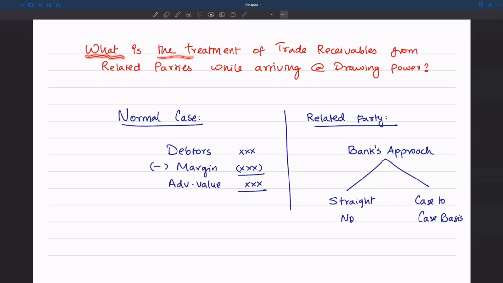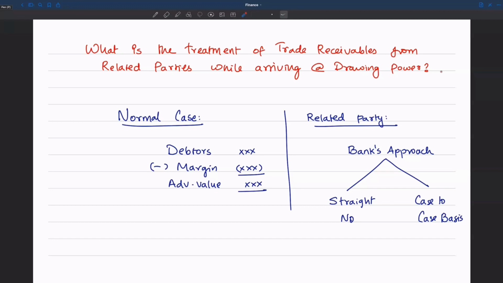What is the treatment of trade receivables from related parties while arriving at the drawing power? So this is mainly with reference to cash credit facility. For cash credit facility, disbursement will happen only on the basis of this drawing power, and this drawing power will be mainly calculated on inventory and receivable.